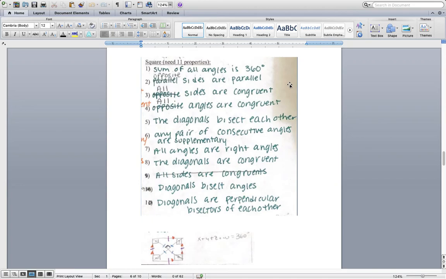Number 7, all angles are right angles. Okay, that's similar to a rectangle. The diagonals are congruent. That's like a rectangle. Diagonals bisect each other. Okay, so we're going to skip that one that's crossed out because that's already said above. Diagonals bisect each other, and diagonals are perpendicular bisectors of each other.